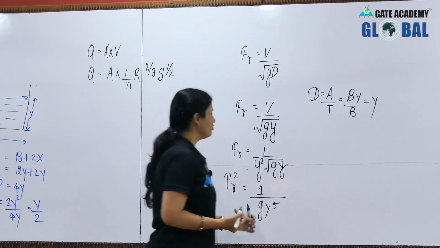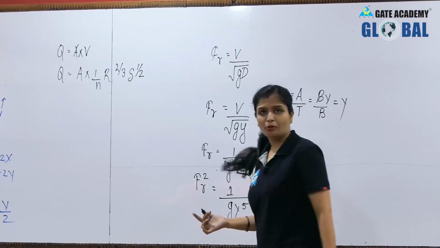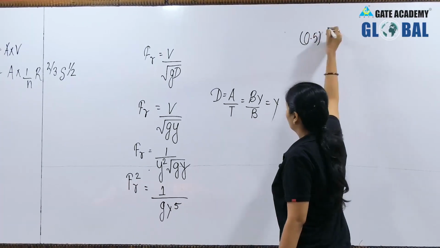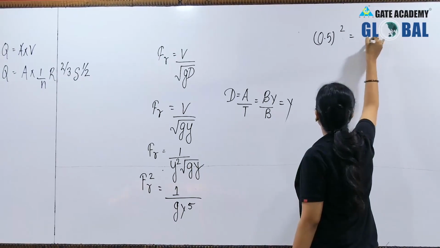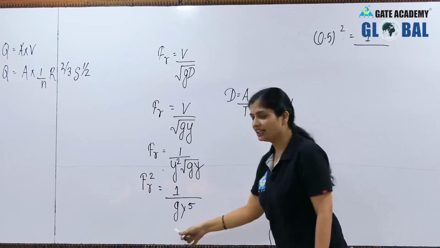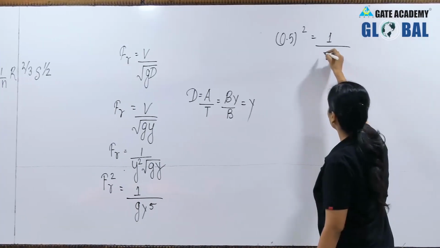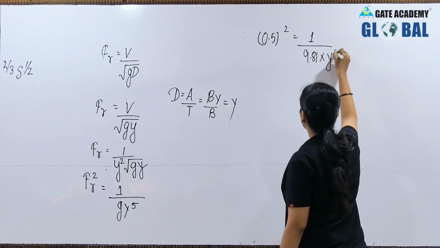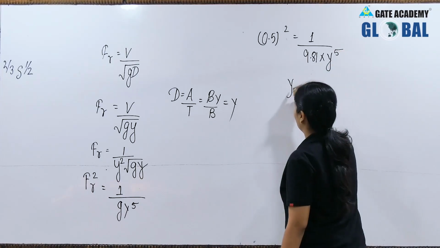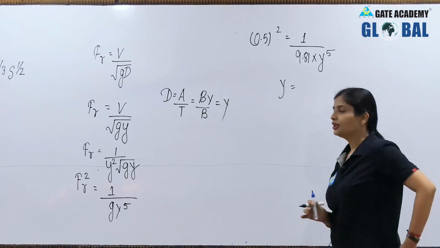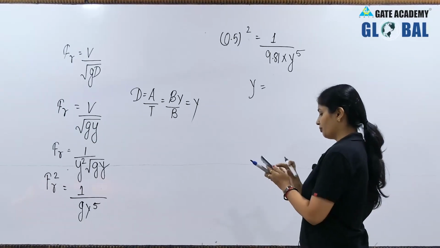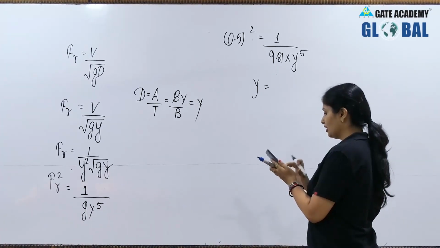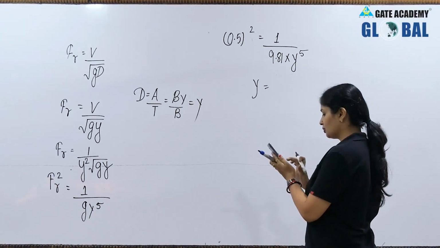So we will substitute the values. Froude number you got 0.5. So 0.5 square, here it is 1. G, that is acceleration due to gravity, is given to you as 9.81 into y to the power 5. So from here you can calculate the depth of flow. 1 divided by 9.81 into 0.5 square.